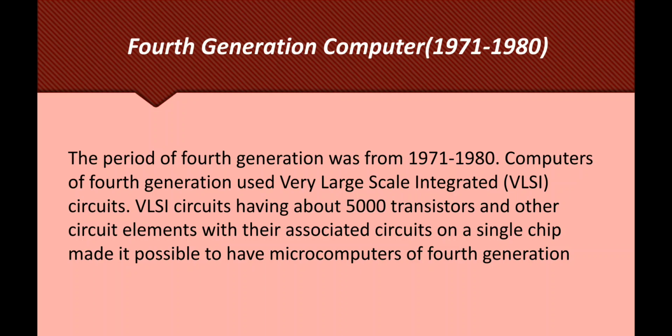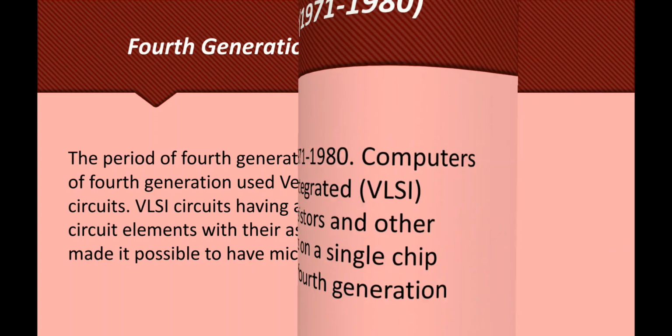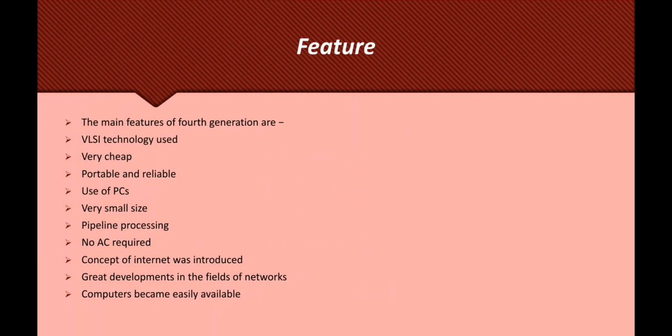Okay, the technology of the fourth generation is VLSI. VLSI means very large scale integrated circuit. So there are some features of the fourth generation computer system: VLSI technology is used. They are very cheap compared to the other generations, because we know that the cost of the previous three generations was very high. In this generation the cost was low, cheaper than the previous one, and they are also portable because of their small size.